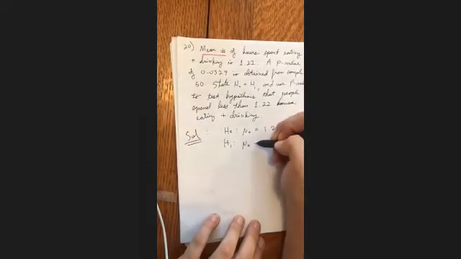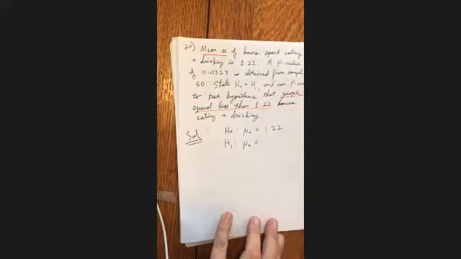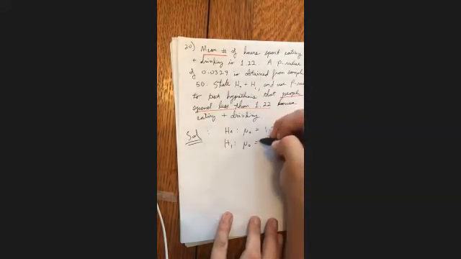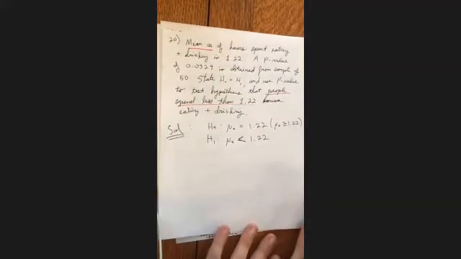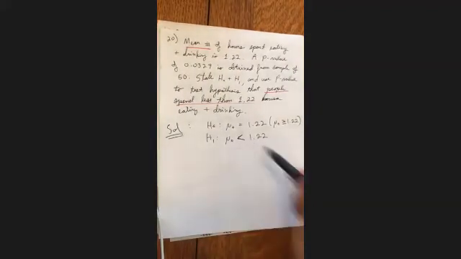And our alternate hypothesis, well, that comes from what the claim is, or what we're asked to be testing. So we want to test the idea that people spend less than 1.22. So that's their claim. So we're actually looking at an alternate hypothesis that's less than. Remember that we could also say mu naught is greater than or equal to 1.22. That would also be a valid null hypothesis for this particular left-tailed test.